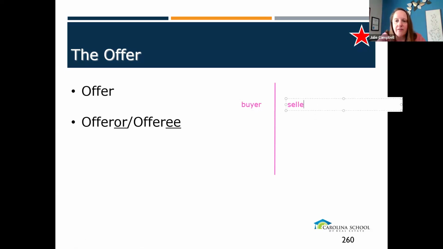On the other side of the contract formation wall, we have the seller. As I said, 9.8 times out of 10, I just made that number up. The buyer's going to be the one giving the offer to the seller. So we've got to identify who is the offeror and who is the offeree. If the buyer's making the offer to the seller, the buyer's the offeror, the seller's the offeree. Your ORs and EEs is what you're looking for here.